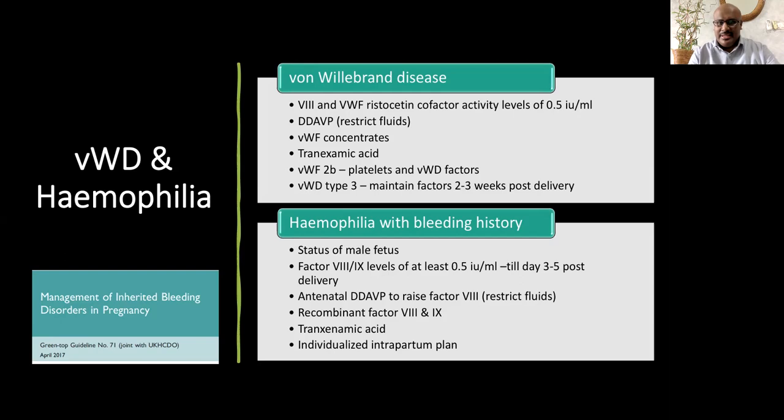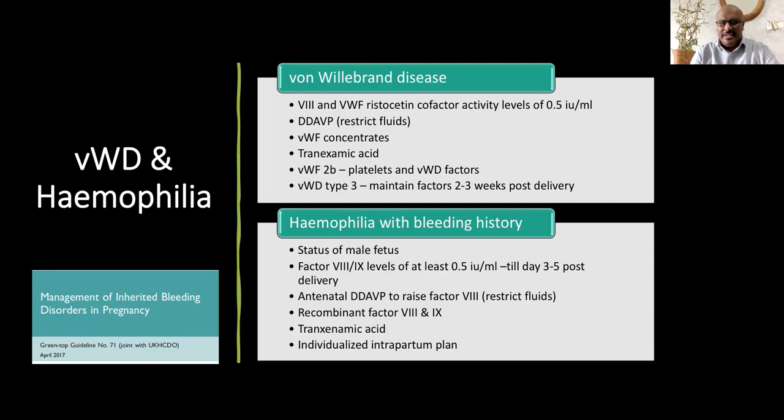Now, please remember, ladies and gentlemen, for von Willebrand type 1, they do very well. Type 2A, they do very well. Type 2B, you may need to give platelets and von Willebrand factors. But patients with type 3, you should be concerned. You should watch them closely. The levels may drop significantly and may be low for 2 to 3 weeks post-delivery. You may need to give them factors and watch them closely up to 2 to 3 weeks post-delivery.